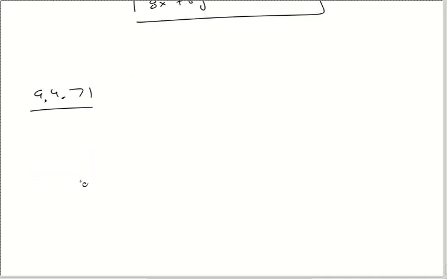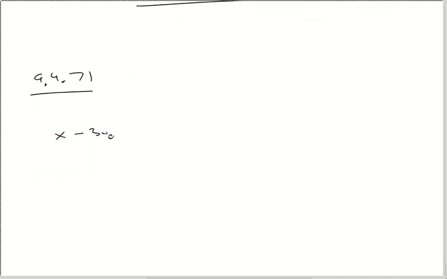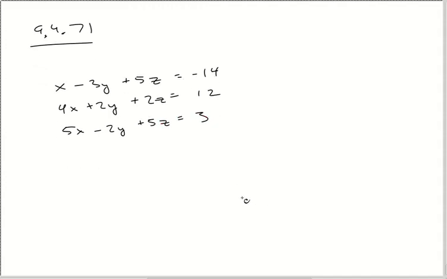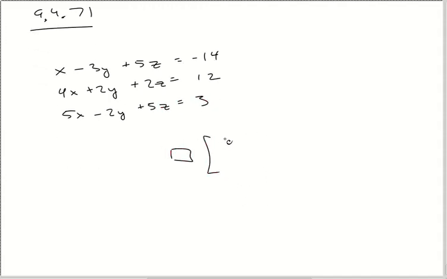9, 4, 7, 1. I got x minus 3y plus 5z is equal to negative 14. I got 4x plus 2y plus 2z is equal to 12. And then finally I got 5x minus 2y plus 5z is equal to 3. And again, with these boxes, xyz equals a box, we just did this. This is not hard, but it's like, grrr.